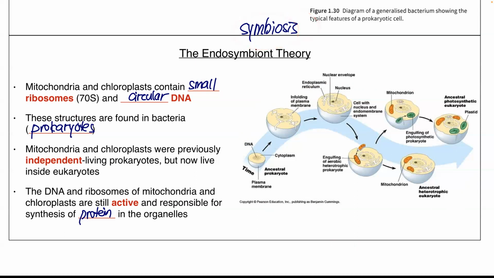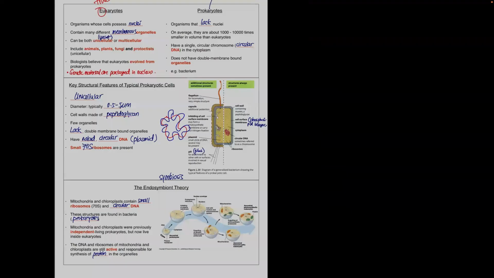By symbiosis, you probably learned that in high school, when two organisms live together and confer a mutual benefit to each other, that kind of relationship is called symbiosis. And the DNA contained within the mitochondria or the chloroplast synthesizes some proteins which are found uniquely on mitochondria and chloroplasts.